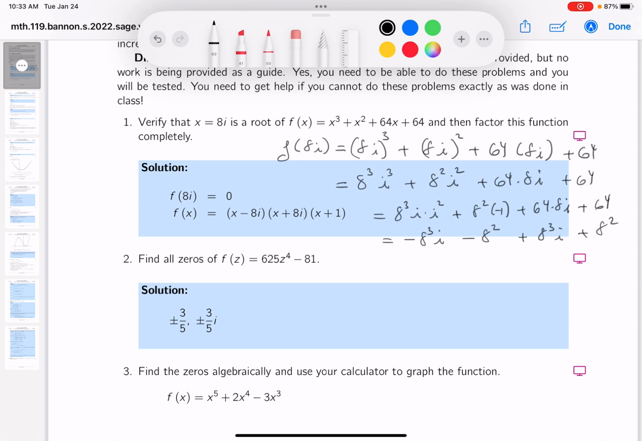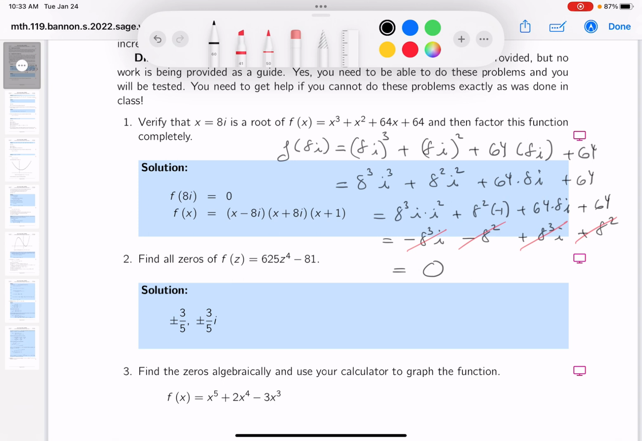Right, what do I notice now? I notice I got some cancellations over here. So for example, this number and that number, they're exact opposites. And these are exact opposites. What have I just shown? I've shown it's a root. I've shown it's equal to 0. So that part's done. To verify it, we just did that.